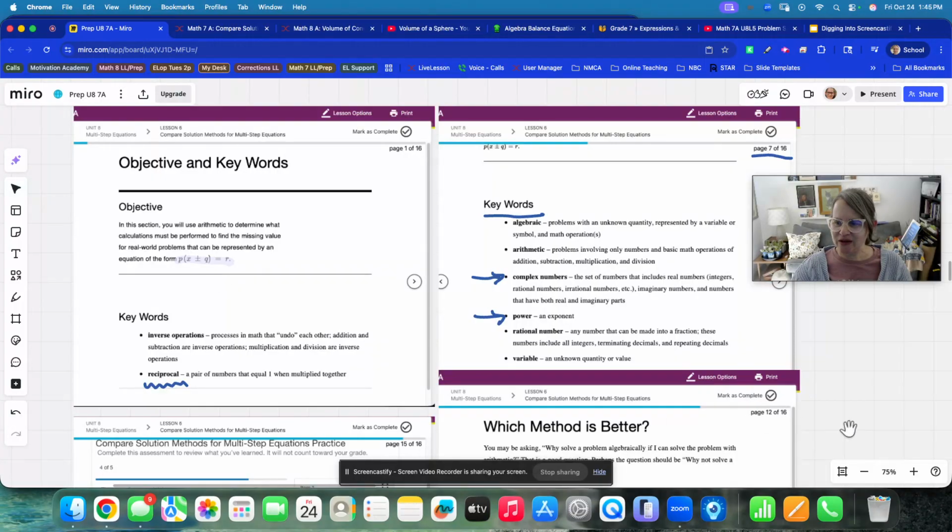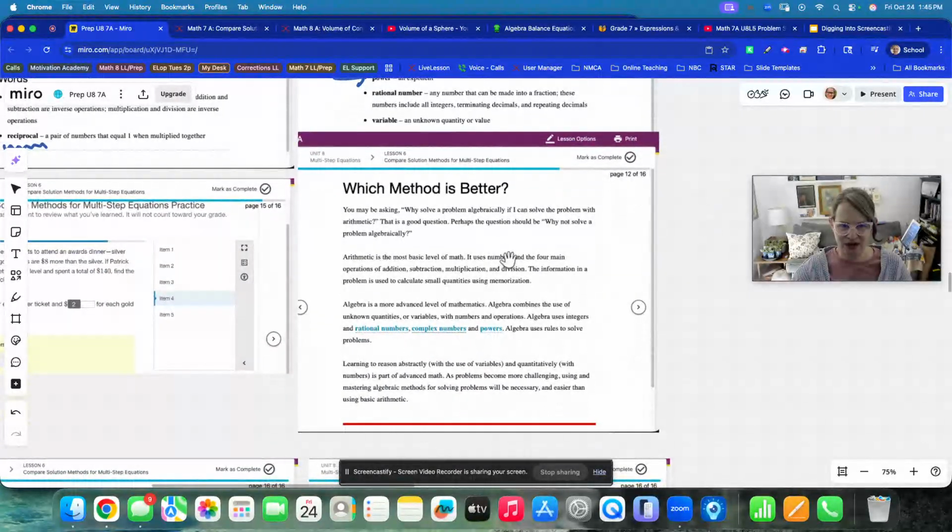On this page, page 12, it says algebra is a more advanced level of mathematics. Algebra combines the use of unknown quantities or variables with numbers and operations. Algebra uses integers, we know those, and rational numbers, we know those. Complex numbers, you know how we talked about something's either rational or irrational? If it's neither of those, it's imaginary. So those are the complex numbers, the imaginary numbers. And powers, but we won't use powers. You're going to use them next year in 8th grade math.